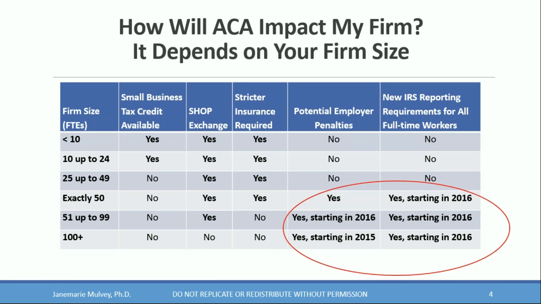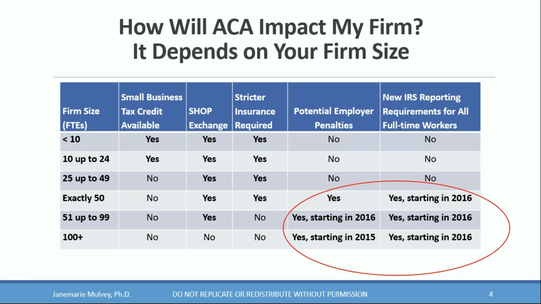And as you can see from this chart here, the very small firms, those with up to 24 FTEs, are eligible for small business tax credits and the SHOP exchange. And they also are subject to much stricter insurance requirements. At the higher end, if you have 50 or more FTEs, these employers are potentially subject to employer penalties if their insurance does not meet certain requirements, or if they provide no insurance at all, and I'm going to talk about that in more detail. And they are also subject to these new IRS reporting requirements for all full-time workers.